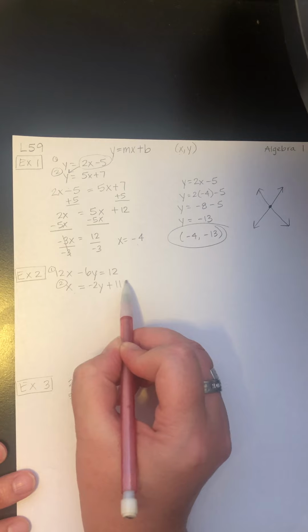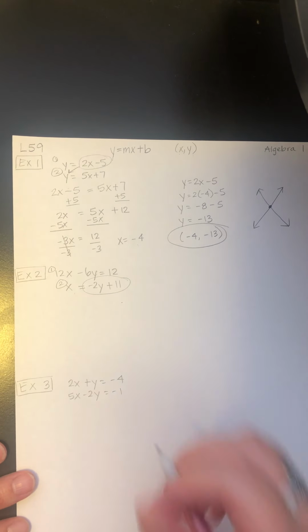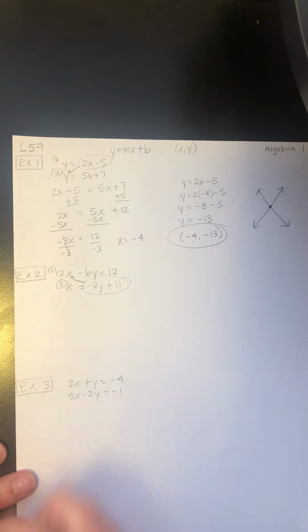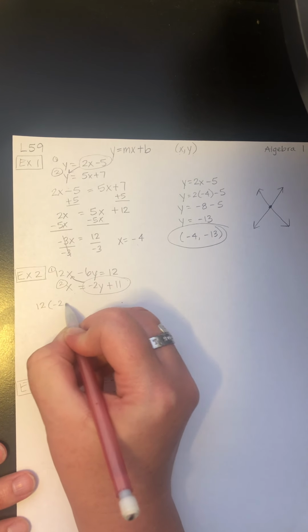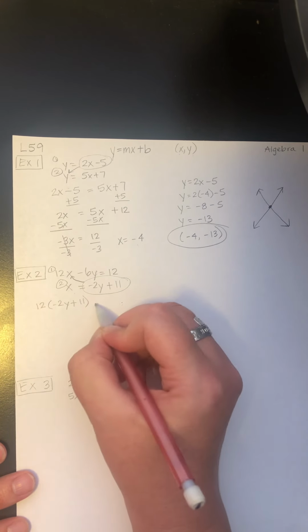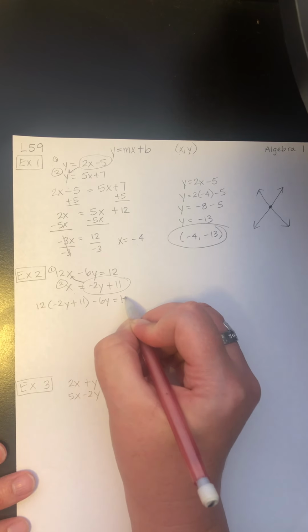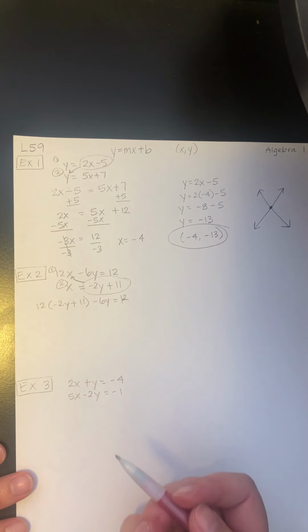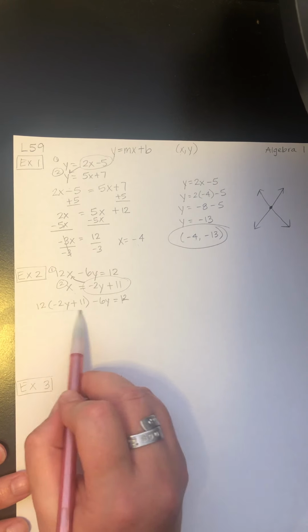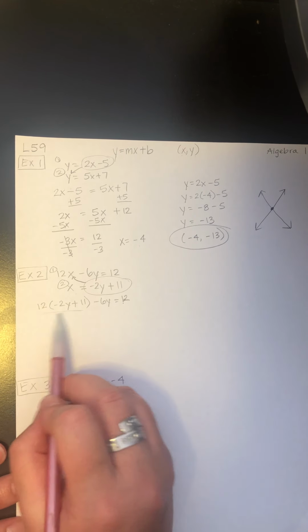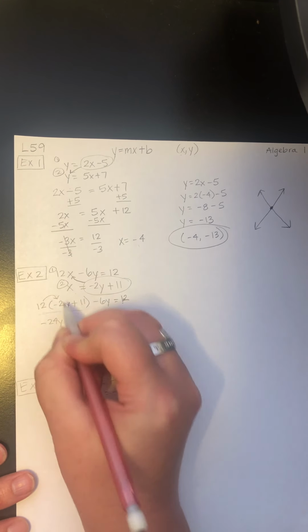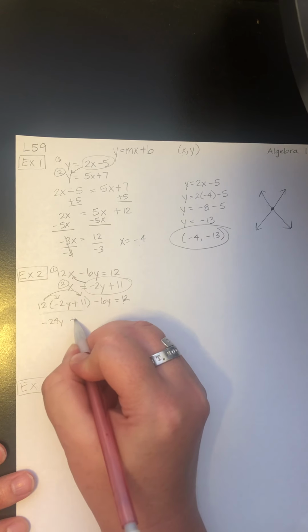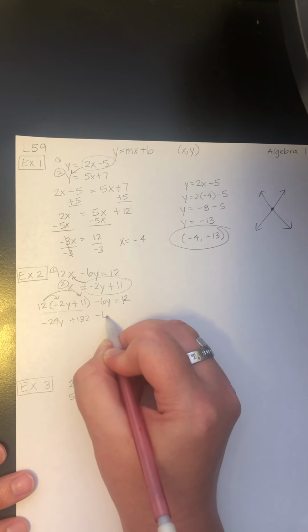We can take whatever x equals, negative 2y plus 11, and replace the x here with negative 2y plus 11. I'm going to rewrite my first equation. Instead of writing x, I'm going to write negative 2y plus 11, and then write the rest of the equation. Okay, now to solve, I'm going to use the distributive property here, on this part right here, not the rest of the equation, just this first part. 12 times negative 2y is negative 24y. 12 times 11 is 132. And then now write the rest of the equation.